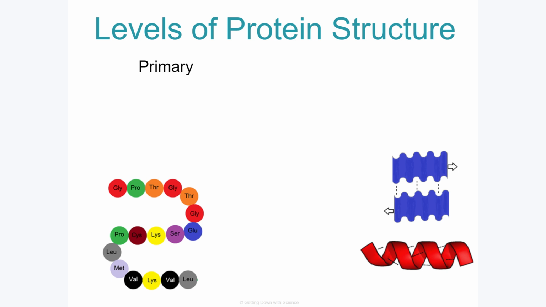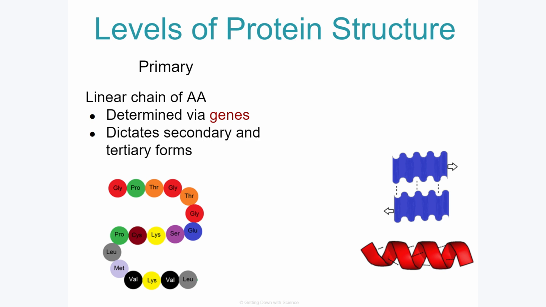So we have our primary level, which is just a straight linear chain of amino acids, like you see right here in this photo. They're determined via genes. So genes, it's called the central dogma. DNA makes RNA, which makes proteins. And we'll talk about this a little bit more later on in biology, but I just want to put that idea out there for you.